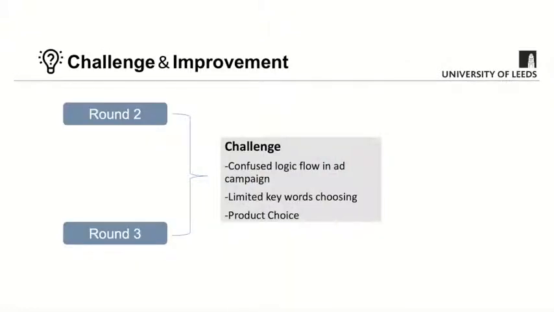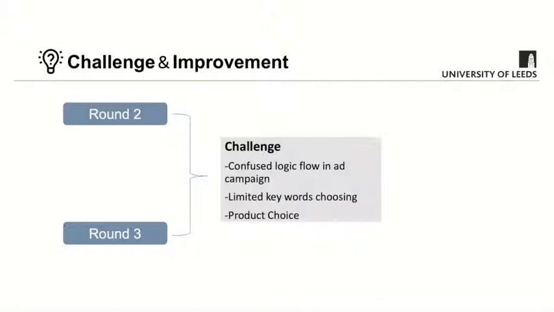So, how can we improve these results? We have noticed some mistakes in the previous rounds that we need to fix in the future. For instance, in round 2, we allocated the words separately. We didn't choose the keywords and create ad campaigns based on logic flow. After finding this problem, we decided to follow the entire customer journey to choose the keywords and create ad campaigns.